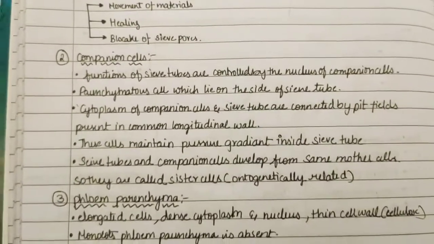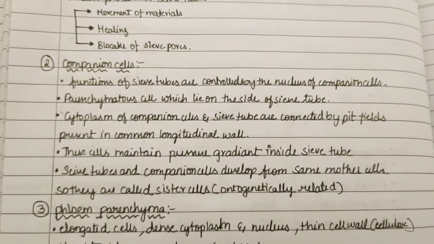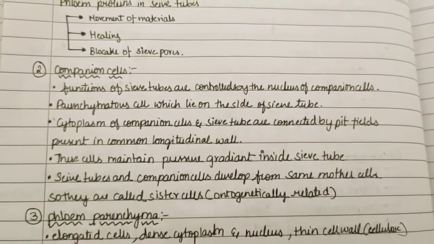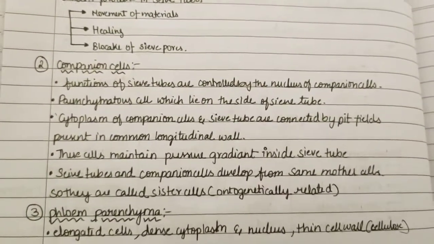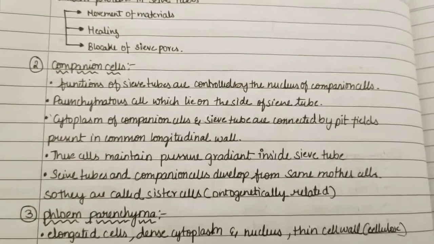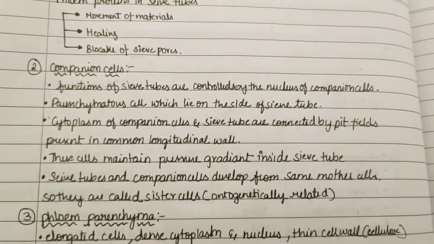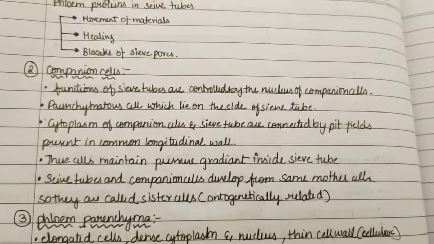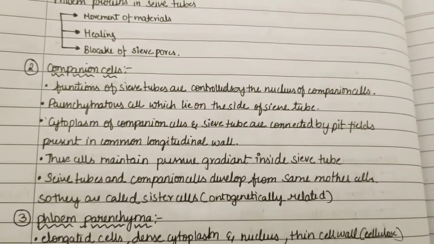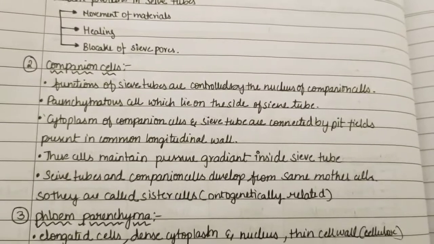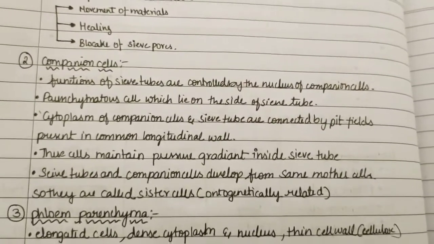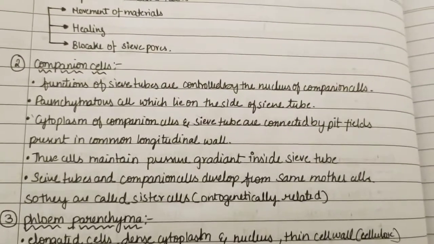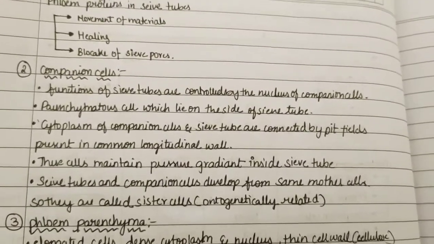Phloem proteins in sieve tubes help in movement of material, healing, and blockage of sieve tubes. Now let us discuss companion cells. The functions of sieve tubes are controlled by the nucleus of companion cells. Parenchymatous cells which lie on the side of the sieve tubes are known as companion cells. The cytoplasm of companion cells and sieve tubes are connected by pit fields present in the common longitudinal wall.